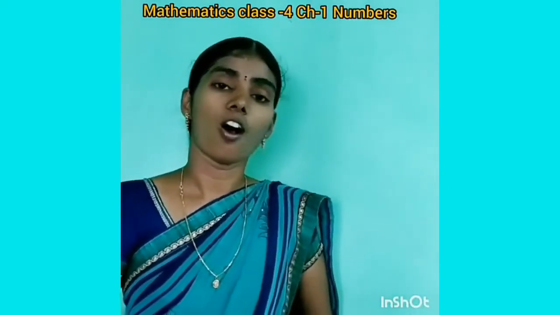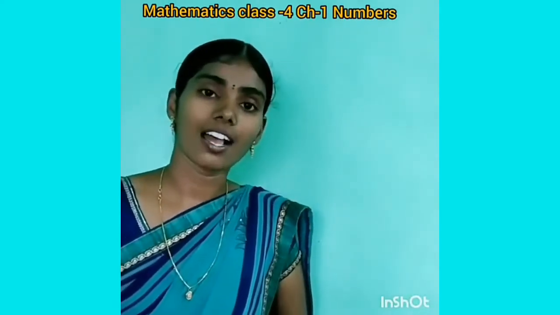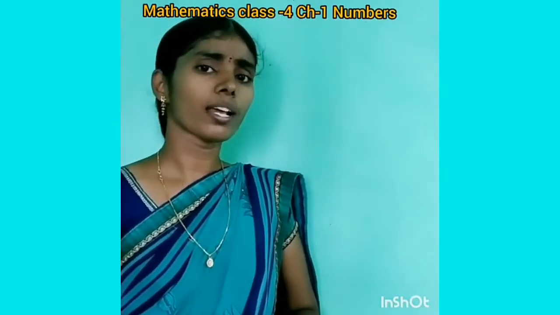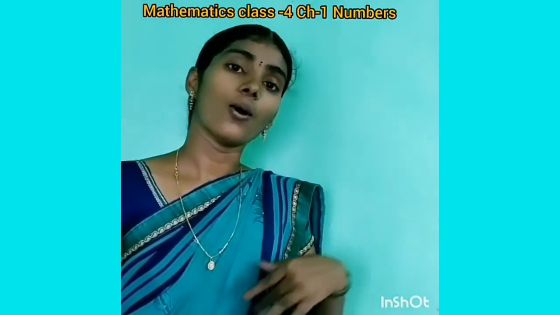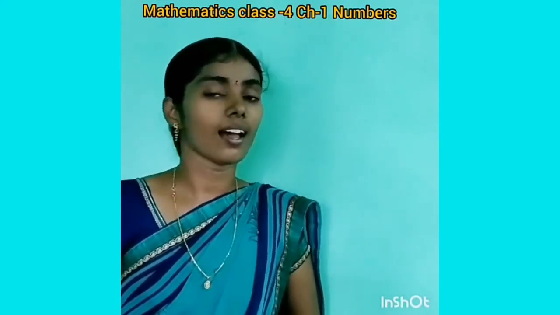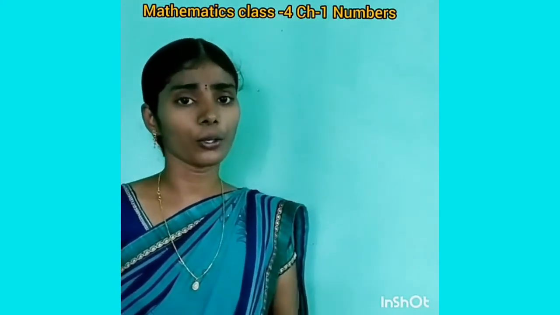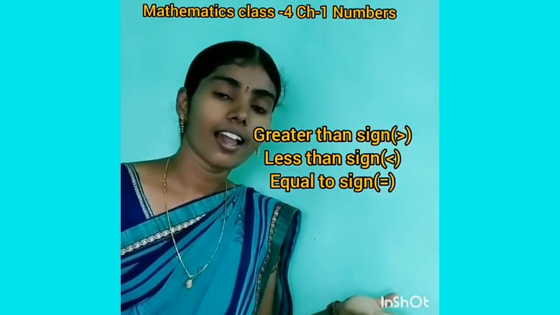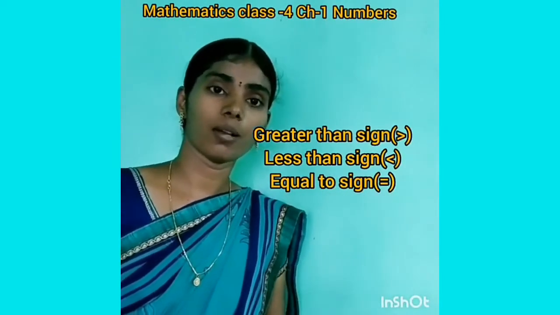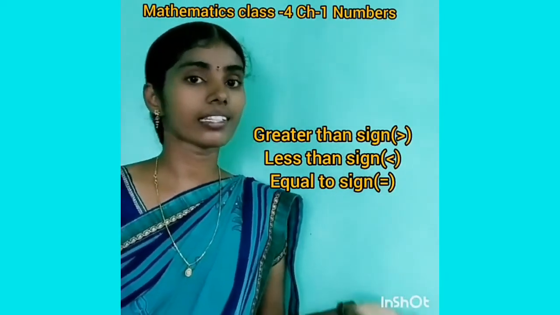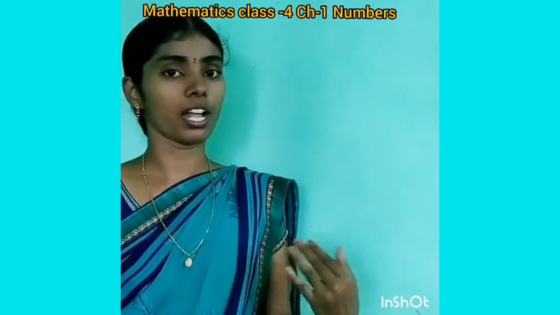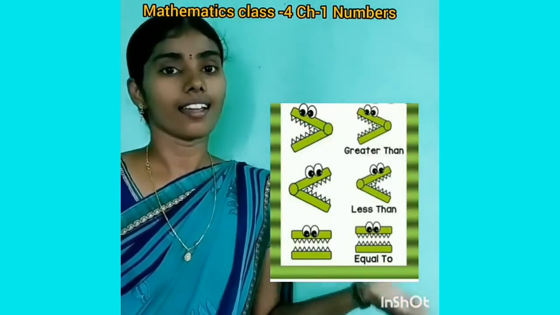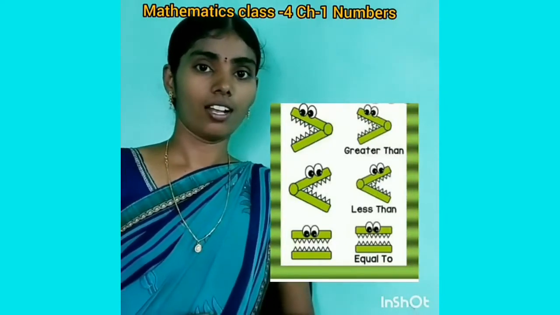My dear children, already you learnt in the previous class to compare 2-digit and 3-digit numbers. How do you compare bigger numbers? Now let us see how to compare the bigger numbers. Already you know these three symbols. What are they? They are greater than, less than and equal symbols. You learnt these three symbols in previous classes, but I am going to explain them another time.